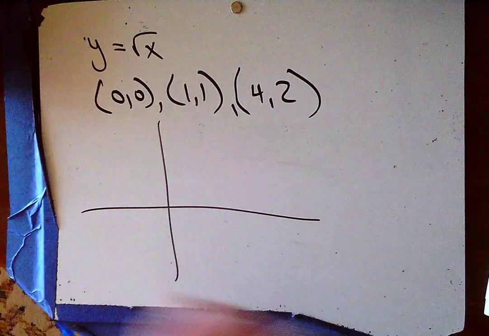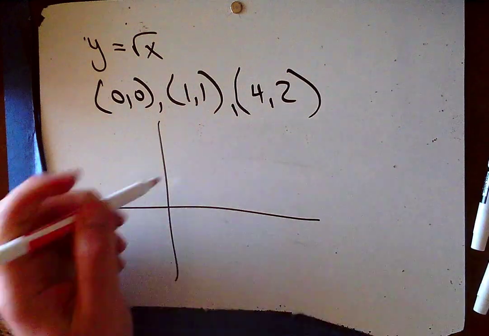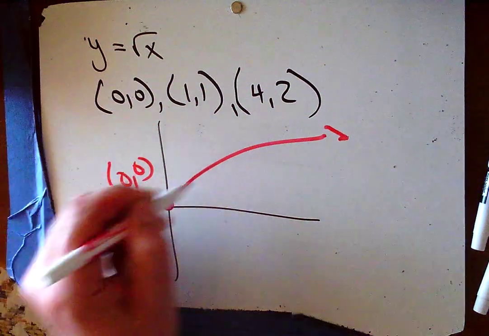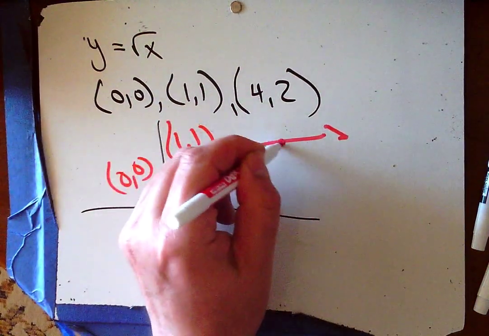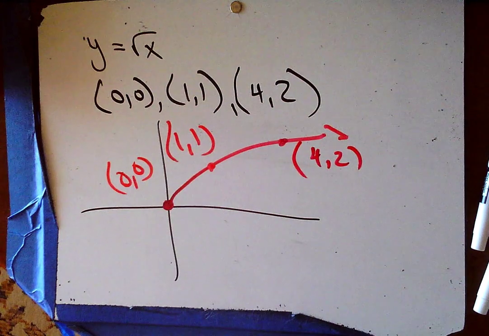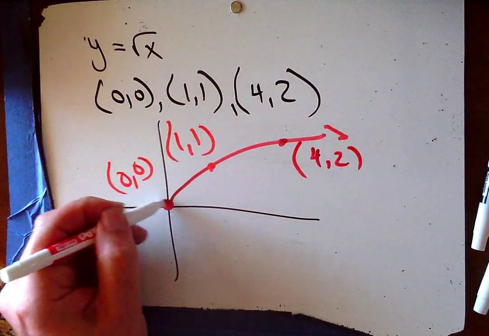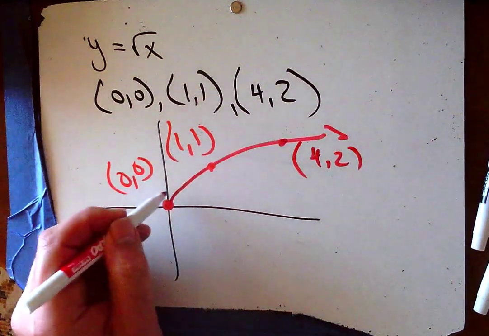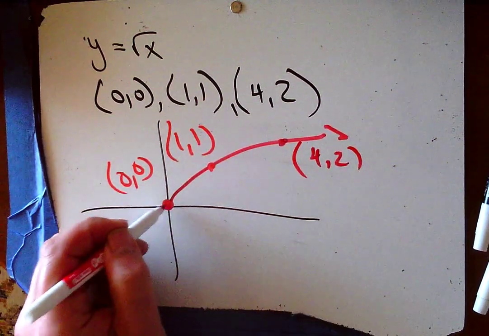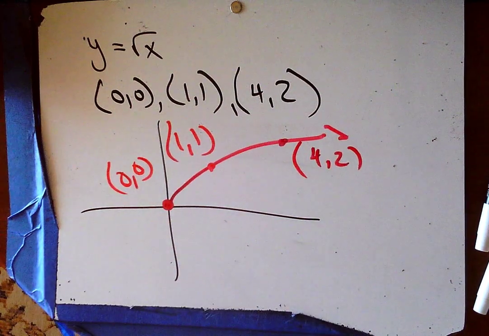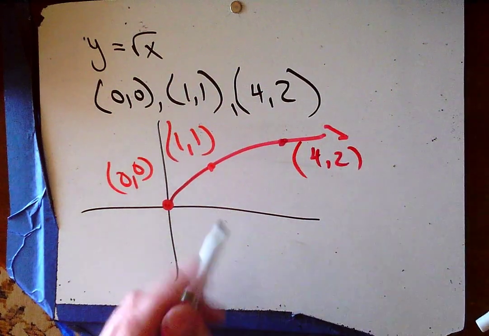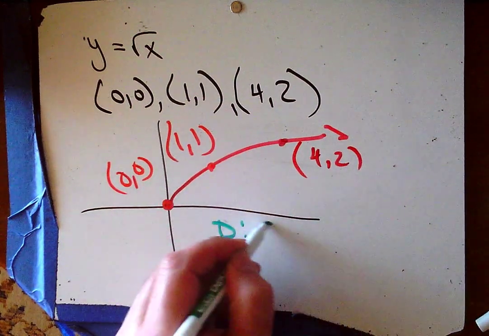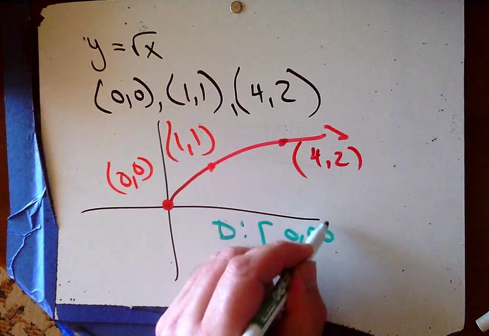And our reference graph looks like this. (0, 0), (1, 1), (4, 2). There's our reference graph. Note, it stops. This graph does not continue, does not do anything else over here. There's nothing past this. So when I think about the domain for this function, I go from 0 to infinity. So bracket 0, comma, infinity.